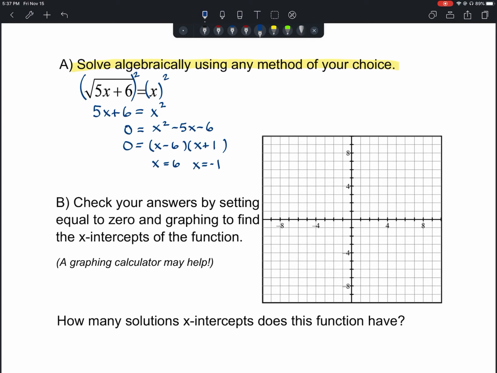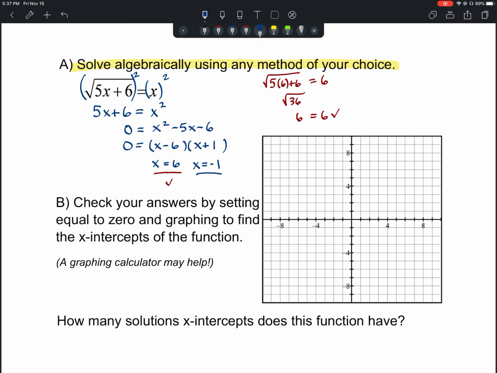Now, we didn't check the last one algebraically. I'm going to do that on this one here because there are some things we're looking at that are going to be important. When I plug in x equals 6, we've got the square root of 5 times 6 plus 6, and we say that equals 6. That should give us the square root of 36, which is 6. So that one's going to check out for us.